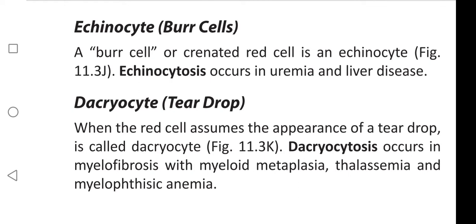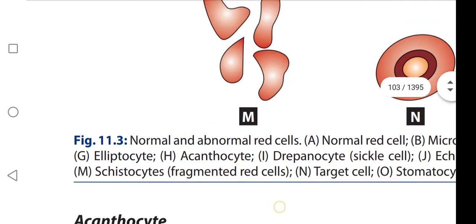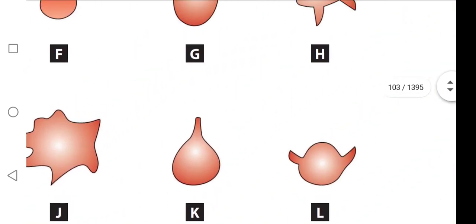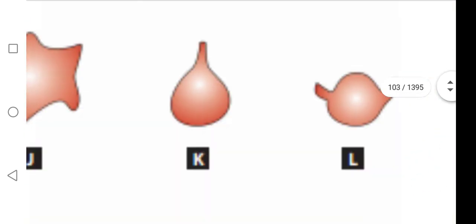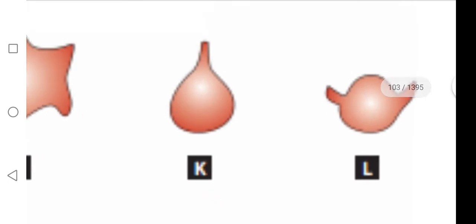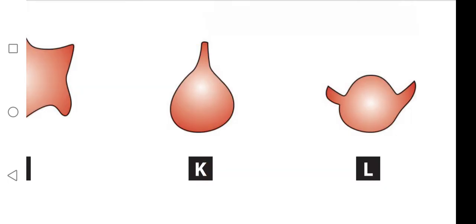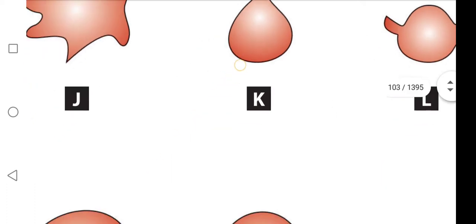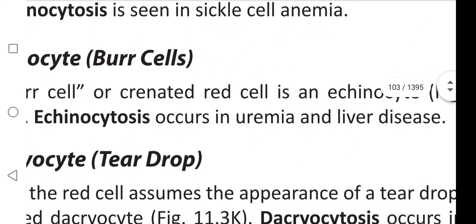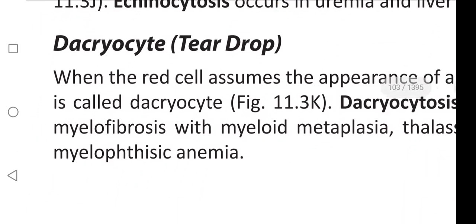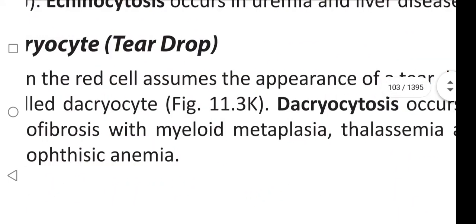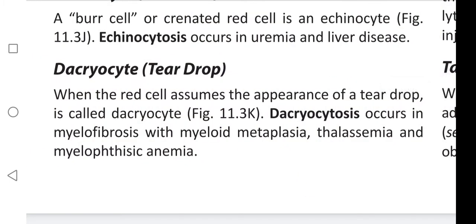I show you the teardrop. This is the tear shape. We call this dacryocytosis. We see this in the conditions of thalassemia, myeloid metaplasia and myelophthisic anemia. These are the conditions in which we see red cells in the shape of a teardrop. We call this a dacryocyte.